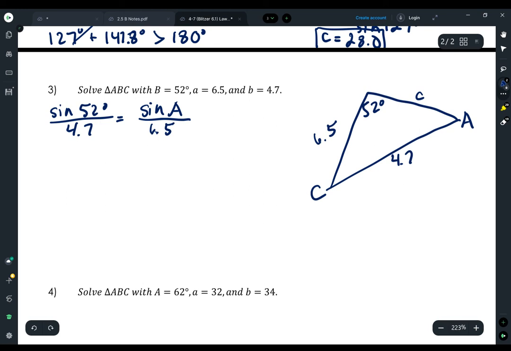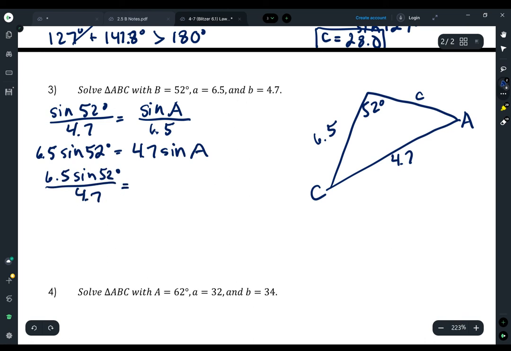And then we're going to have to go through and do our algebra again. So multiply both sides by 6.5, multiply both sides by 4.7. So 6.5 sine 52 degrees equals 4.7 sine A. And we divide by 4.7, equals our sine of A. And then we would do the sine inverse on both sides.